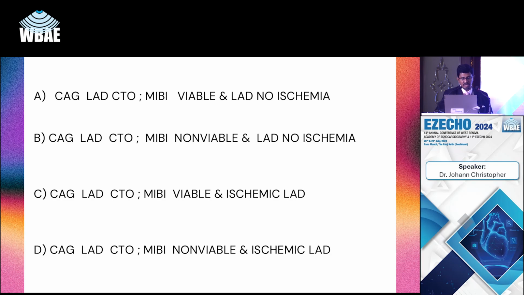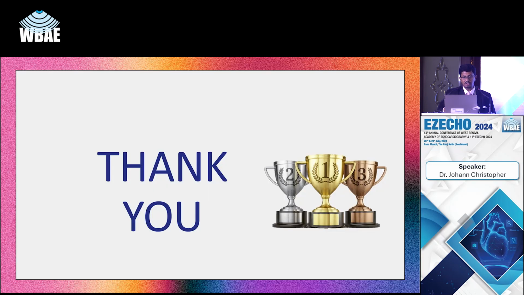This person should have a revasc as early as possible. So it would be C, viable and ischemic. You can't have a non-viable myocardium and have ischemia. So D is completely off. And yeah, so that's it. And it was ischemia, so it's C.